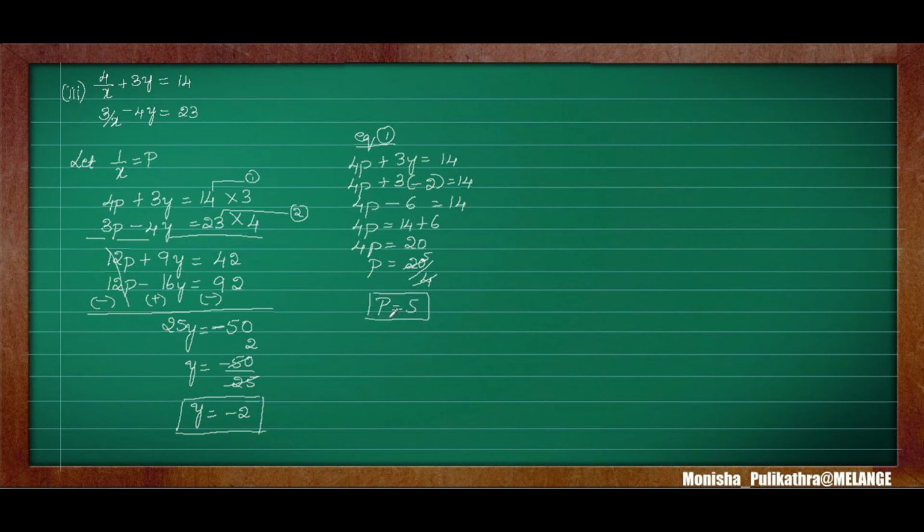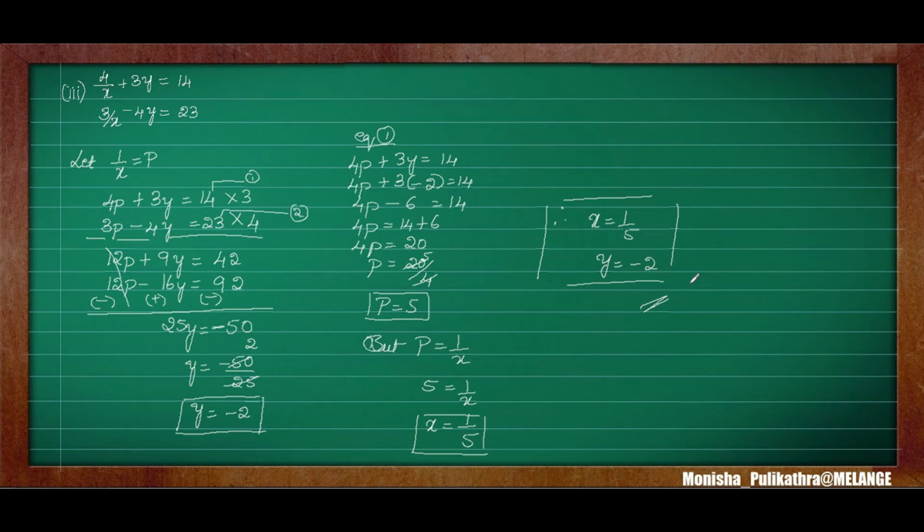The value of p is 5, but p is equal to 1 by x. So the value of p is 5. Therefore, if we take reciprocal, x will be 1 by 5. So therefore, x is equal to 1 by 5 and y is equal to minus 2. I hope you understood.